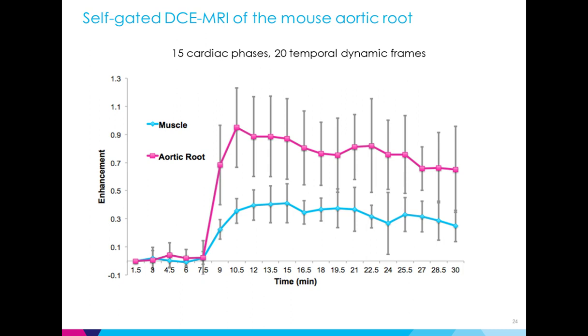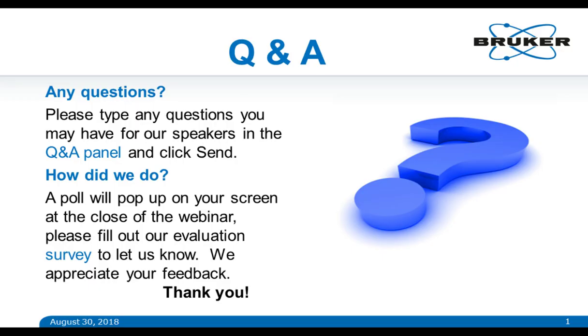And you can clearly see that overall enhancement in the aortic root is much higher than the skeletal muscle, indicating higher permeability in this territory with respect to muscle. With this example, I would like to conclude, and I'm open to taking any questions you may have.